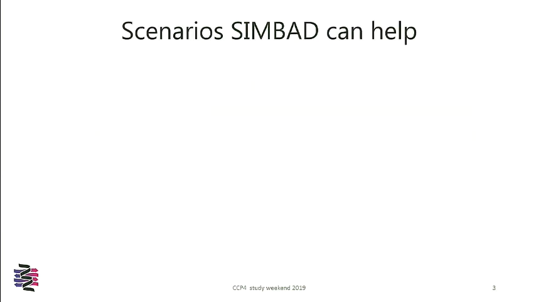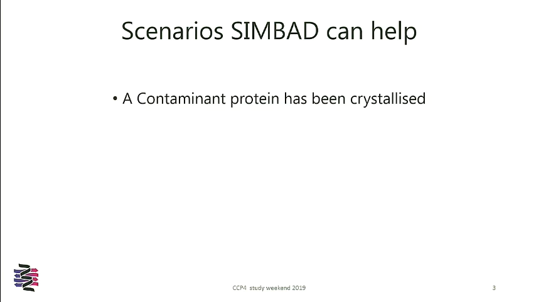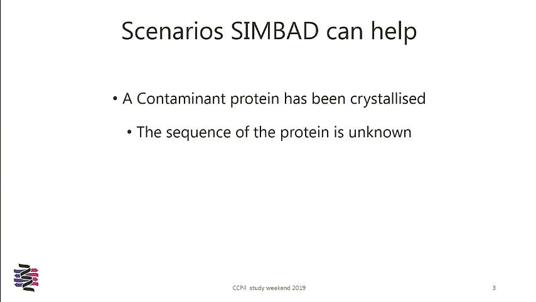So the scenarios where SIMBAD might be able to help. If a contaminant protein has been crystallized, that is very, very hard to solve because you'll be just led up the garden path trying to solve it with the wrong sequence and you won't be able to find anything. Additionally, if you don't know the sequence of your protein, you can't use it.